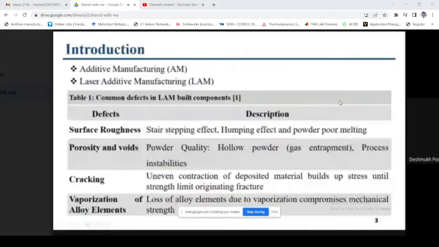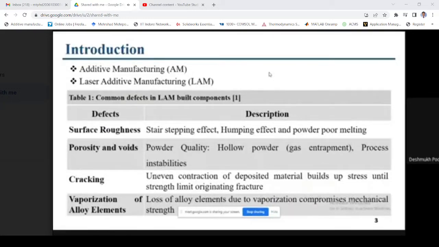First is additive manufacturing. Additive manufacturing is a layer by layer manufacturing process, as opposed to subtractive manufacturing processes, or we can say as opposed to conventional manufacturing processes. In laser additive manufacturing, the laser is used as a heat source to melt the metal or whatever material we are using for fabricating our component. Additive manufacturing is basically used for building components which have highly complex shapes, which are quite impossible or difficult to fabricate by conventional manufacturing methods.